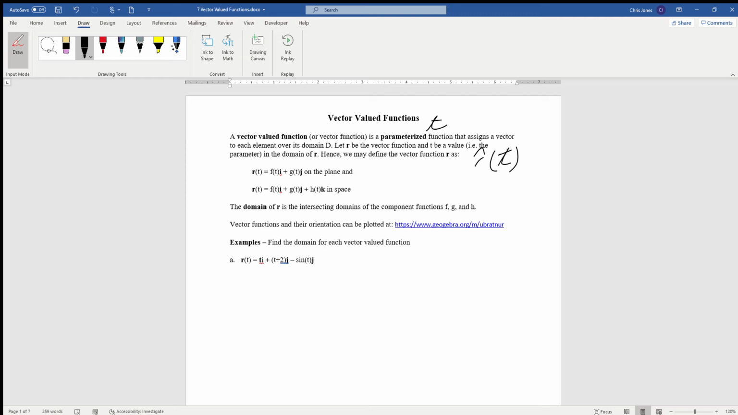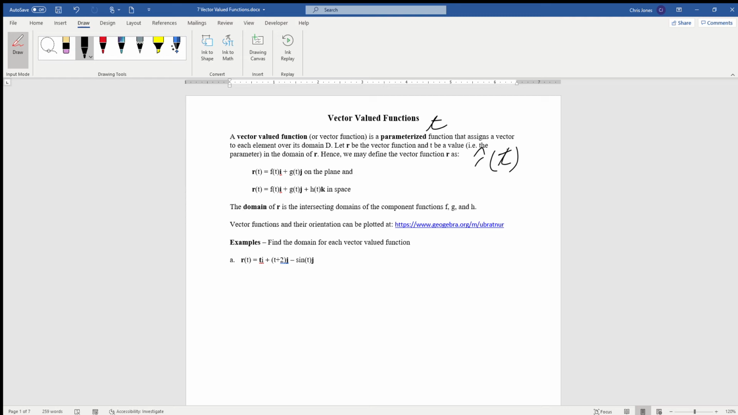Before, in front of i and j and k, we only had numbers. We didn't necessarily have parameters. So now we're starting to get into the fact that we could have functions in front of these unit vectors. So we're going to see how that's going to work with all the different types of shapes that we're going to get. First of all, we have to be able to plot, and we have to understand the different domains of these before we can start talking about calculus.